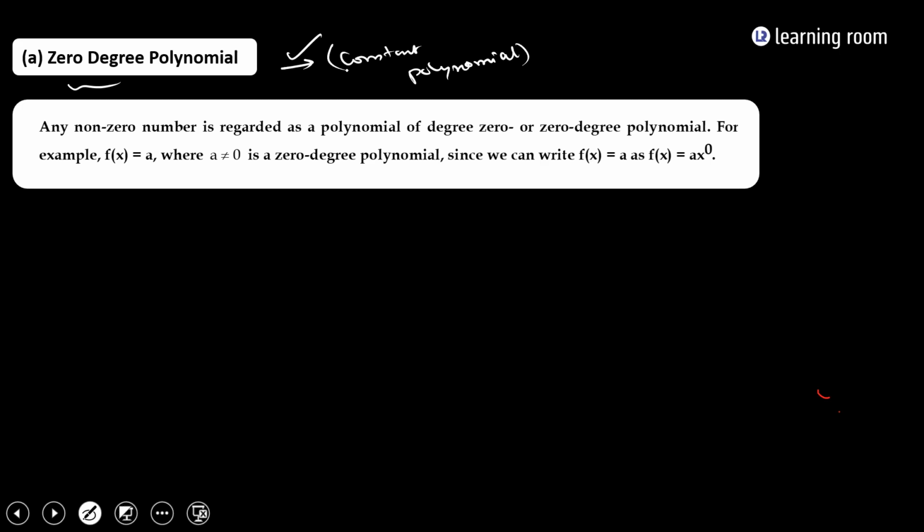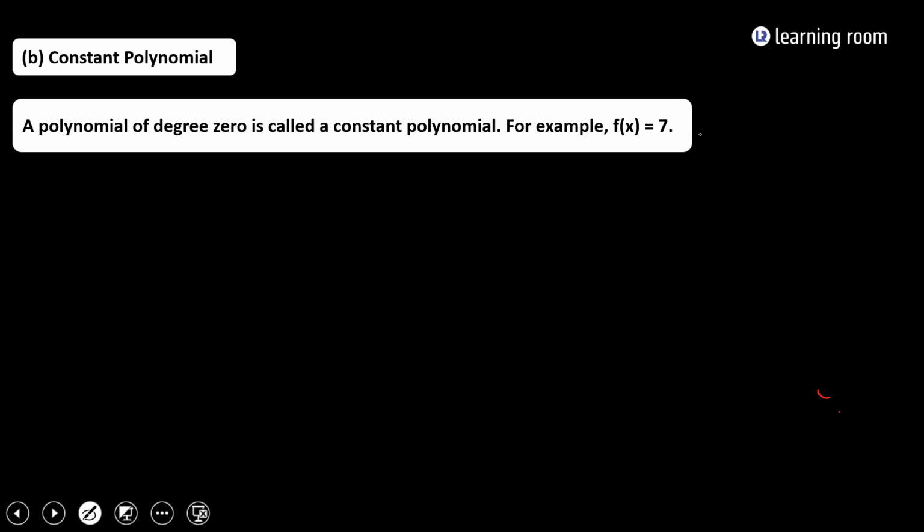Look at the statement for it. What does it say? Any non-zero number is regarded as a polynomial of degree 0, or a 0 degree polynomial, if the power of x is going to be 0. So this is how you write it. Don't worry, these notes will come to you. Just concentrate on the content part. And when it comes to problems, do it along with me. Second is a constant polynomial we discussed now.